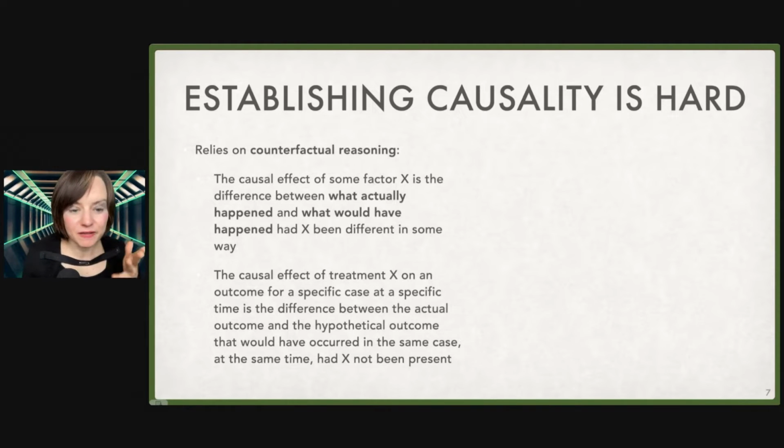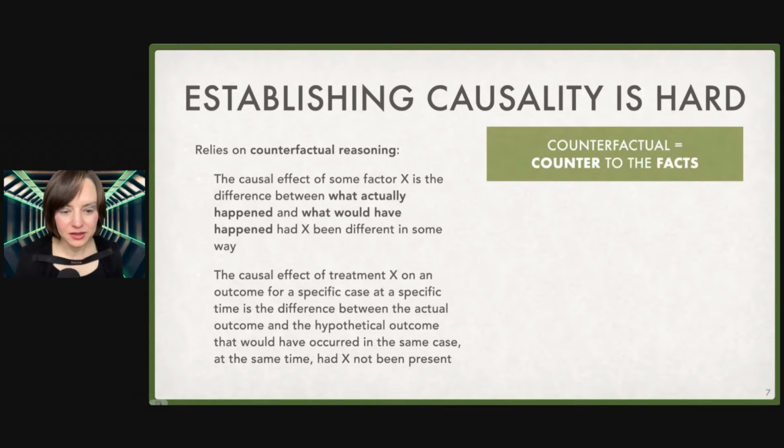The causal effect of treatment X on an outcome for a specific case at a specific time is the difference between the actual outcome and the hypothetical outcome that would have occurred at the same case at the same time had X not been present. Whew. Counterfactual basically means, zooming back out, counter to the fact. Showing causality is only possible if we can truly run the same history we saw again with only manipulating X.